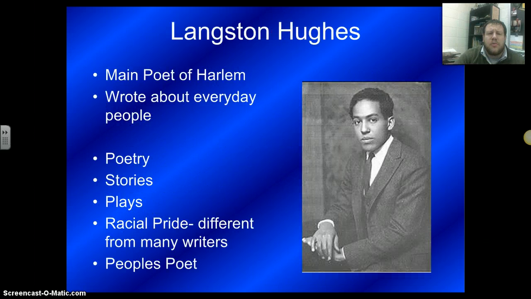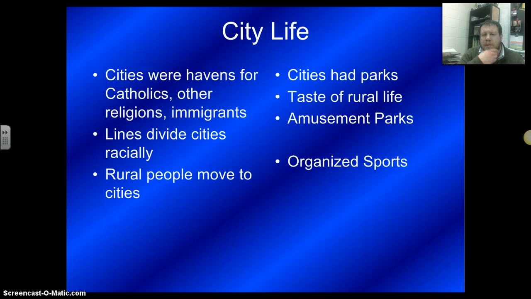Langston Hughes, by far the most famous poet of Harlem, and we'll read his stuff in class on Thursday. He wrote about everyday people, everyday things he saw in Harlem in the African American community. He wrote poetry and plays and stories, and a lot of it was racial pride. It was like, it's good to be a black person, is what it came down to. He was definitely a people's poet, writing about everything from lynching to the daily stuff he had to deal with. We'll look at some of his poetry as well.